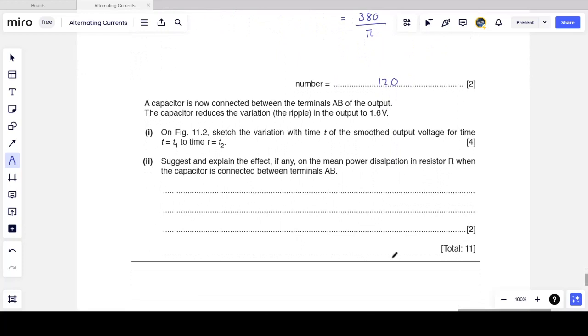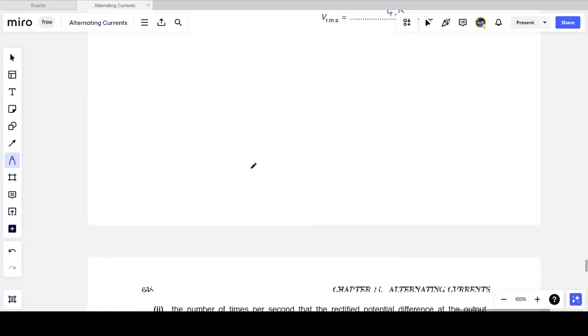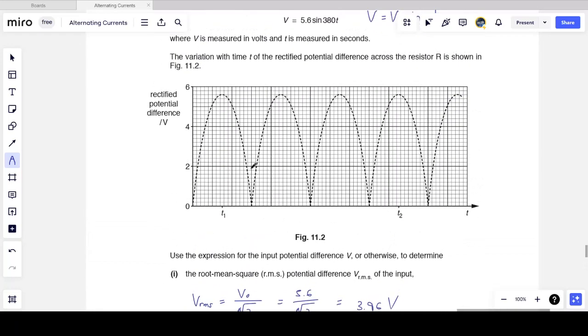We're then told that a capacitor is now connected between the terminals A, B of the output, and the capacitor reduces the ripple in the output to 1.6 volts. And on figure 11.2, we want to sketch the variation with time t of the smooth output voltage from time t1 to time t2. So between t1 and t2, we want to sketch the variation of the voltage with time. And it's a 4-mark question, so quite a lot of work is to go into this sketching.